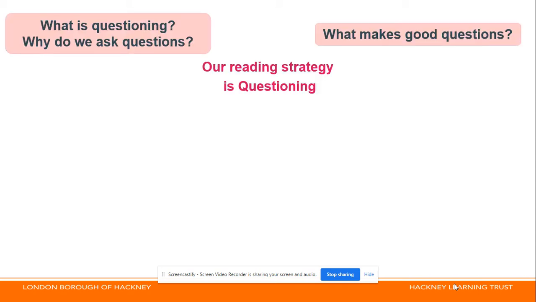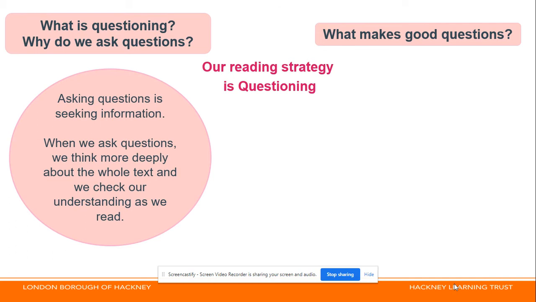This week in DR, we're going to be looking at questioning. So what is questioning? Questioning is when we ask questions to seek information. Why do we ask questions? We ask questions so we can think more deeply about the whole text and check our understanding as we read.